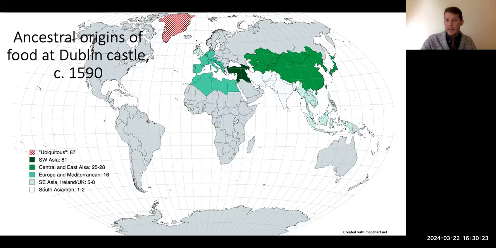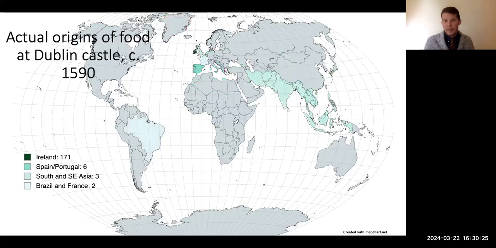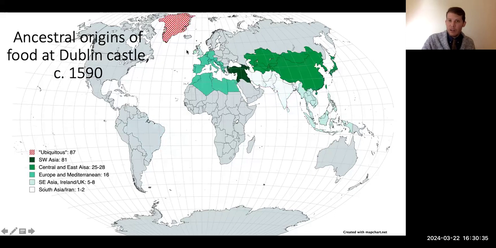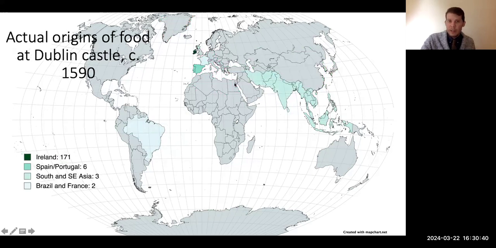do want. And that creates a set of connections between Dublin Castle's diet and the rest of the world that looks rather like this, in which, despite all of these species originating all over Eurasia, they're actually grown generally or caught in Ireland. Only a handful of things coming from abroad.